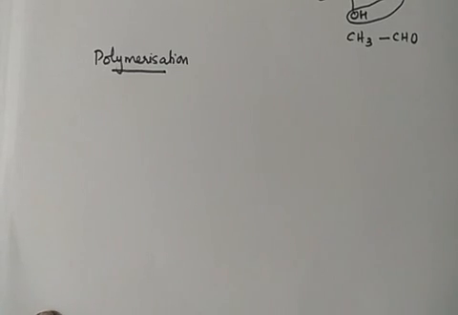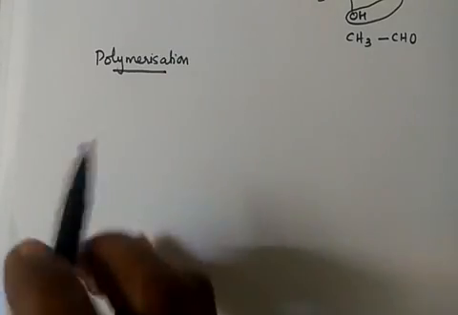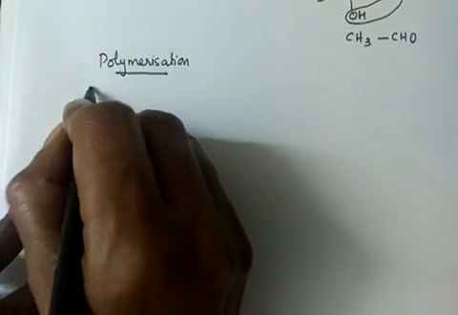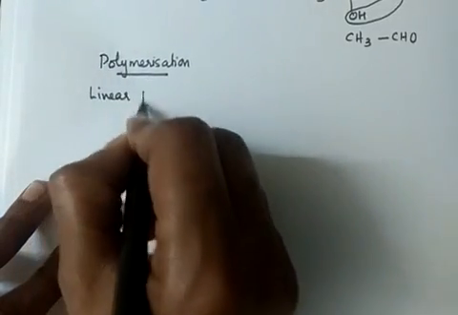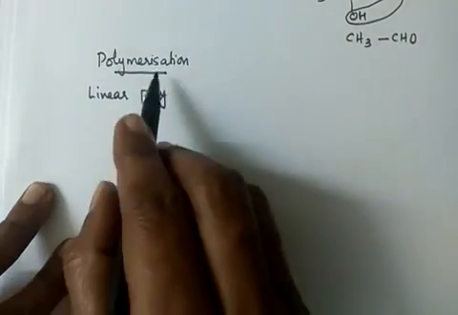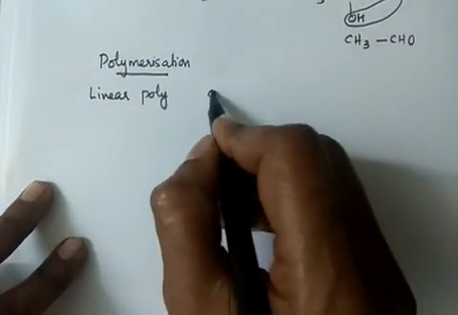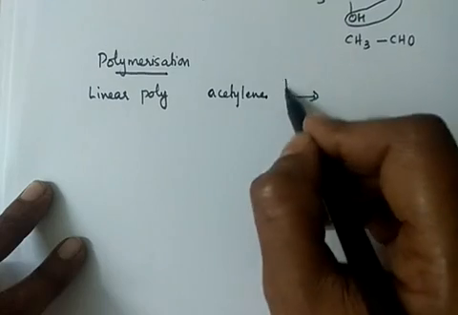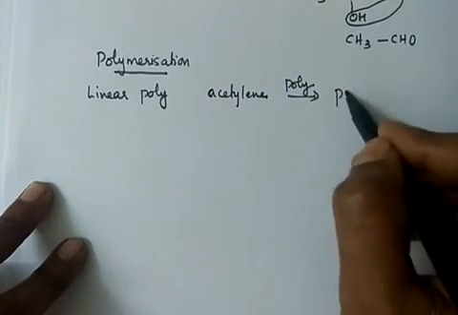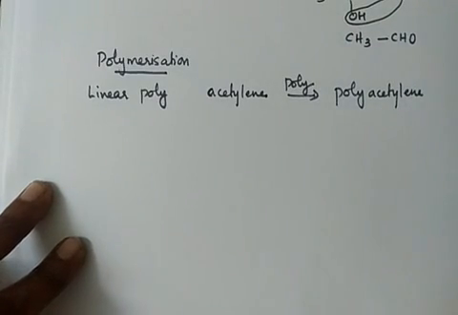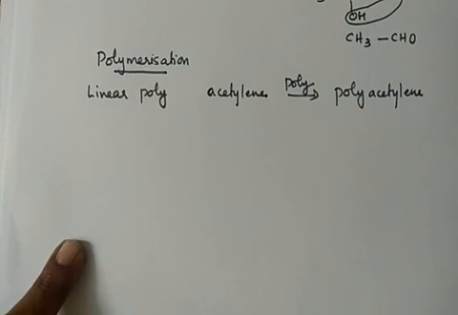The process of formation of polymers from monomers is called polymerization. In acetylene, two types of polymerization are possible: linear polymerization and cyclic polymerization. In linear polymerization, acetylene acts as a monomer and undergoes polymerization and forms polyacetylene. Linear polymerization of acetylene gives polyacetylene.